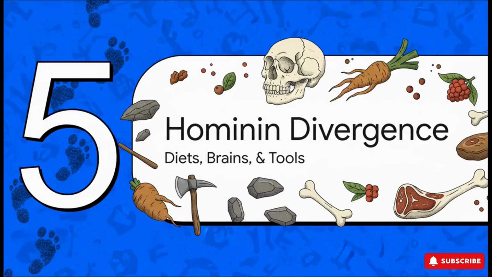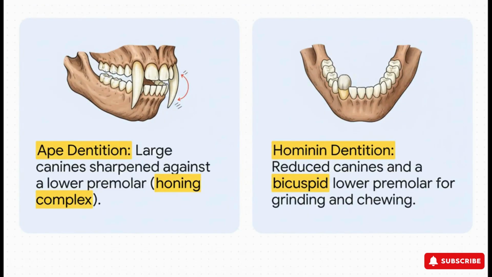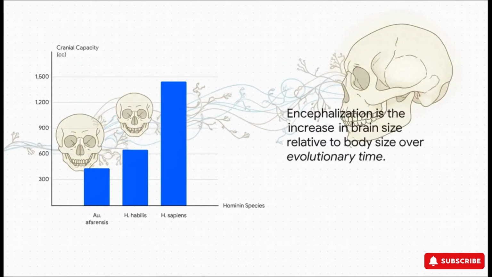So, once bipedalism was established, it really set the stage for a whole series of other profound evolutionary trends. These divergences in diet, in brain power, and in behavior are what further separated hominins from our ape relatives. One of the first things to change was the teeth. You see, apes have something called a honing complex, these large, sharp canines that are constantly sharpened against the first lower premolar. Hominins lost this. Our canines became much smaller, and that premolar developed two cusps, becoming bicuspid. This new dental arrangement allowed for much more effective grinding and chewing, which points to a major shift toward a more varied diet.